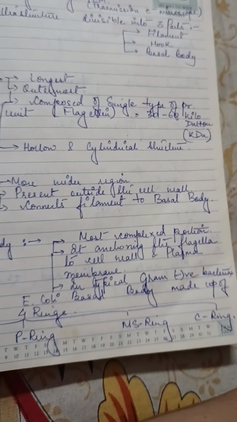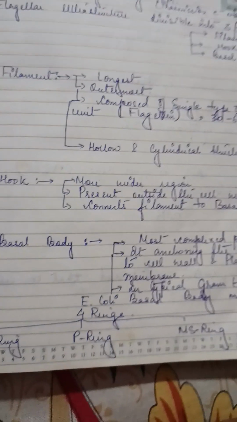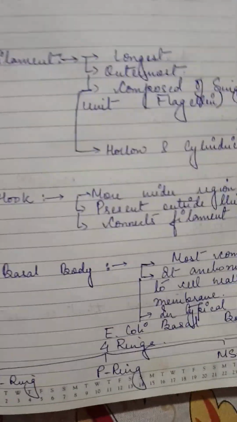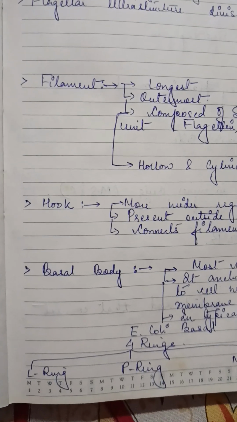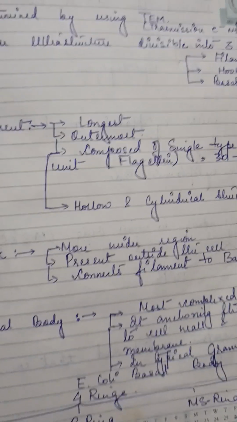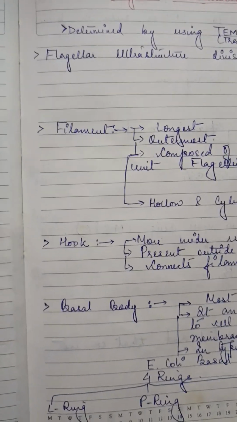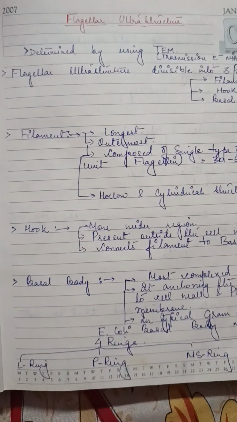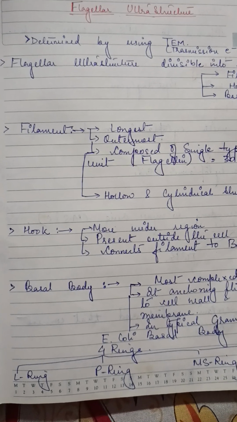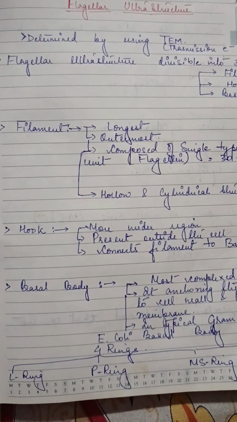In typical gram-negative bacteria like E. coli, the basal body is made up of four rings. One is called the L ring, another the P ring, next the MS ring, and the C ring. LPMSC: these are the four rings in the basal body of the flagellar ultrastructure. Now let's see what these L ring, P ring, MS ring and C ring are.